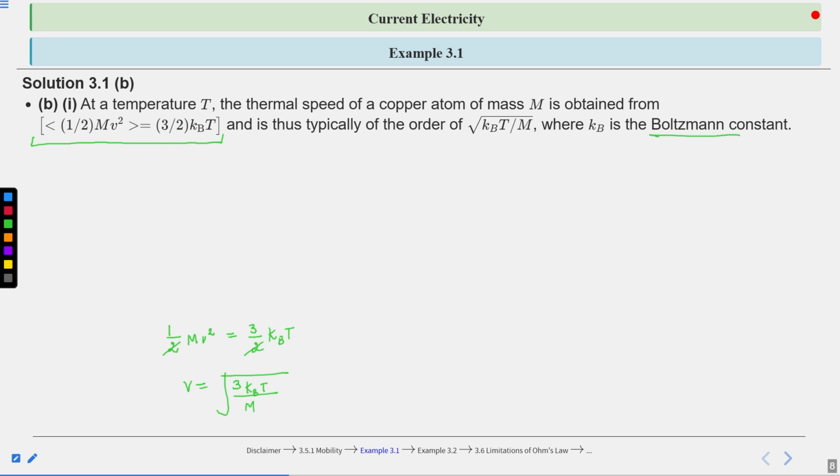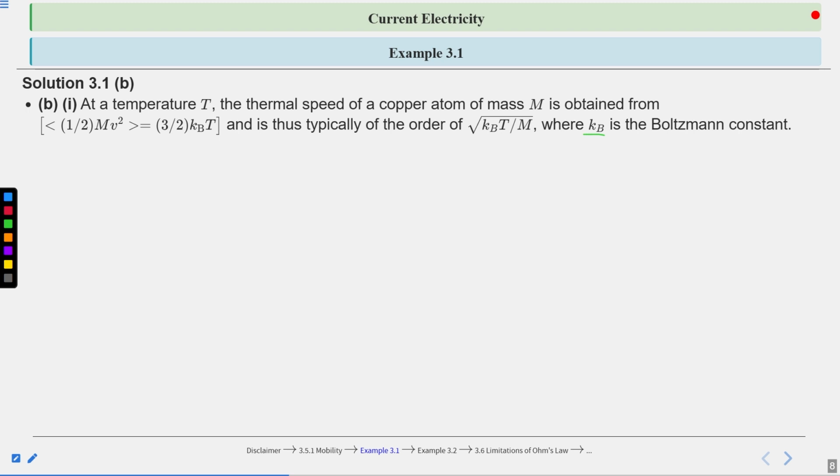In order of magnitude, we are not concerned with the digit. Like the drift velocity was 1.1 into 10 raised to power minus 3, so we can say it is of the order of 10 raised to power minus 3. We are not concerned with 1.1. Here also it is of the order of root kBT by m. We are not concerned with 3. The actual velocity is root 3 kBT by m, but it is of the order of root kBT by m, where kB is the Boltzmann constant.